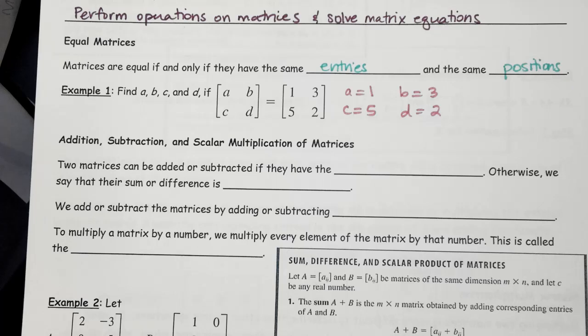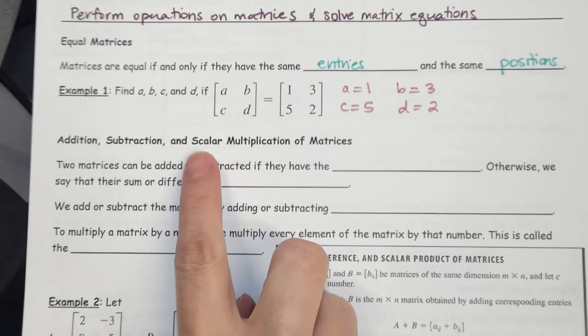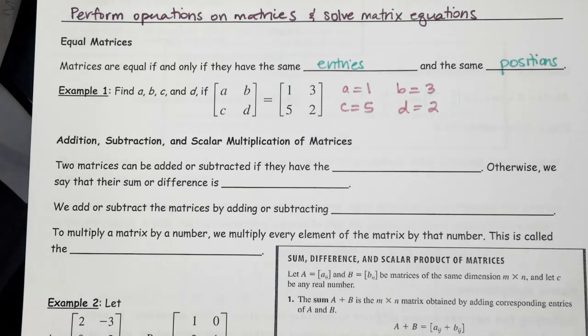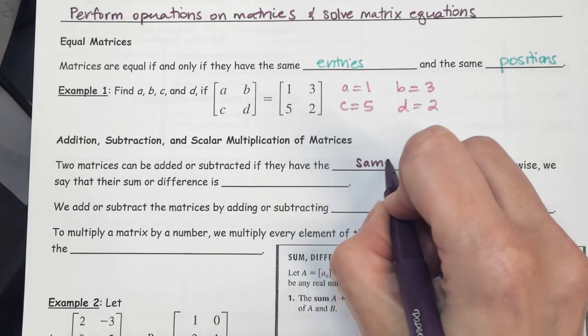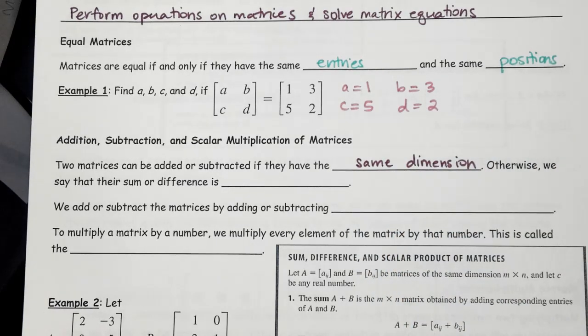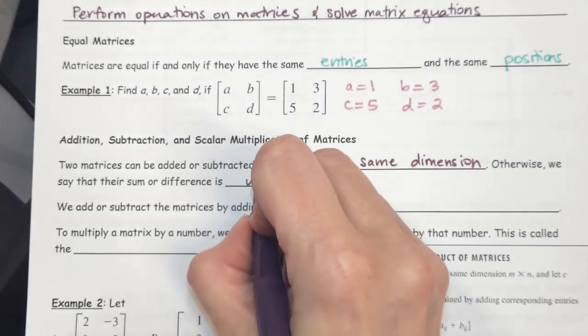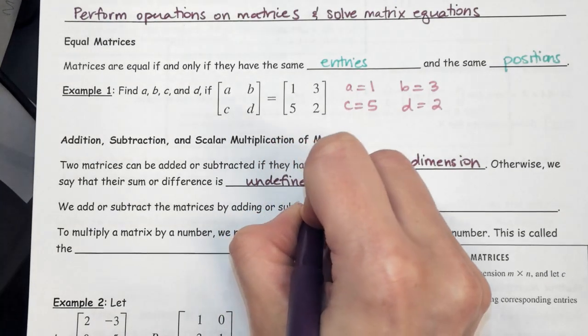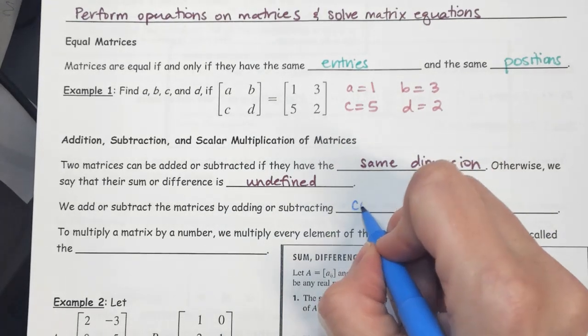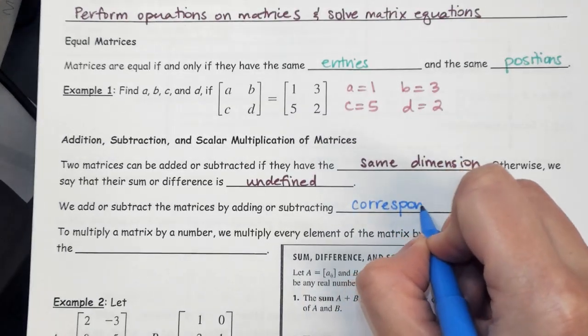Okay, we're also going to do addition, subtraction, and scalar multiplication. Scalar multiplication just means you're multiplying a matrix by a constant term, and you can add or subtract matrices if they have the same dimension. So they would both have to be a 1 by 2 or a 3 by 4. Otherwise, we are going to say that their sum or difference is undefined, because if they're not the same dimension, you can't add those positions together. When we add or subtract, we are going to add or subtract the corresponding entries.